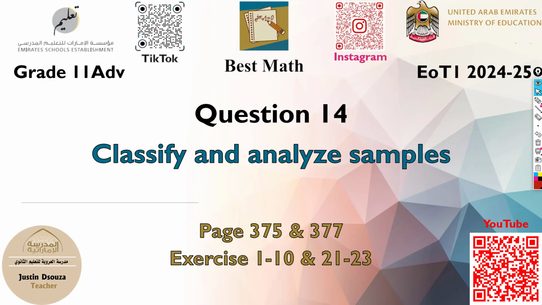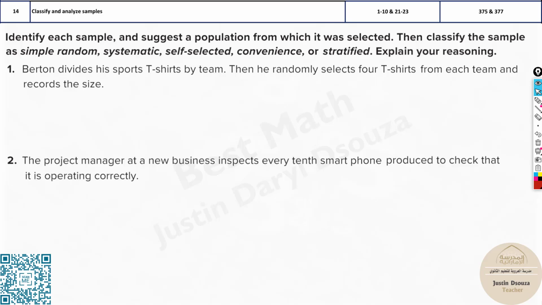Moving on to question 14, it is to classify and analyze samples. That is, read through each of these sentences and then understand what it is. Burton divides his sports t-shirts by team. Then he randomly selects 4 t-shirts from each team and records the size.